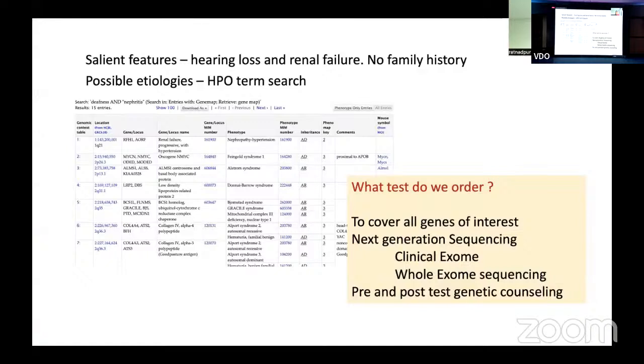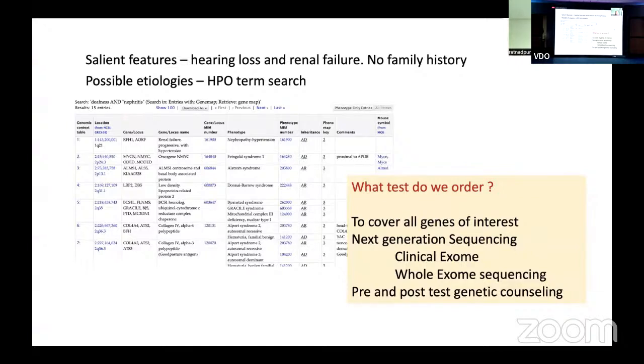So now with the advent of enhanced technology, all that you've heard about in the previous talks, and next generation sequencing, we would like to order a test where we are very certain that at least my genes of interest for this specific patient are covered. So we can either do a clinical exome or a whole exome sequencing. You have to liaise with the laboratory where you're sending the sample to ensure that all the phenotypic disorders, including all the genes, are covered, because sometimes one disorder is caused by many genes.